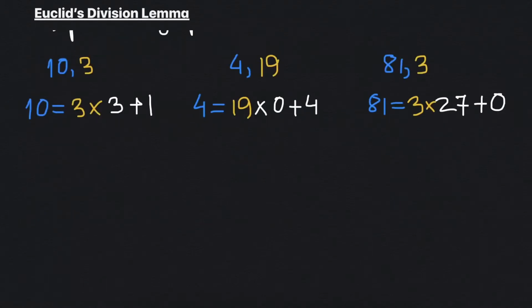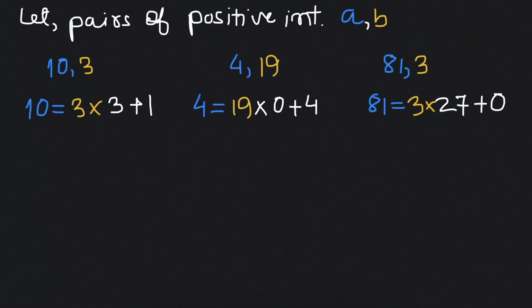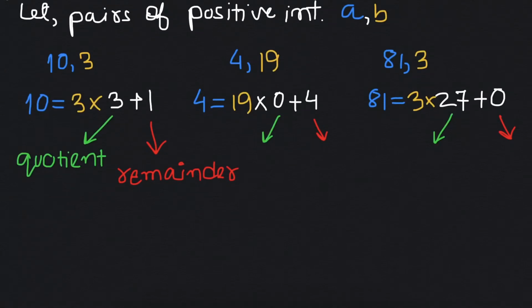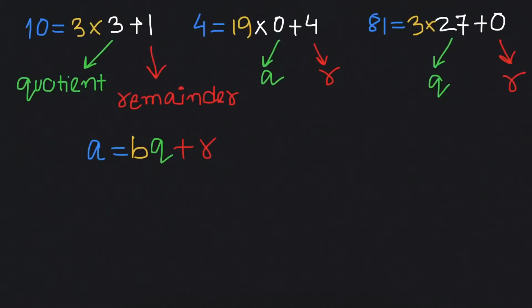Again, in this type of expression, we get two new terms. The multiplying factor is called the quotient and the remaining part is called the remainder. For the first expression, 3 is the quotient, 1 is the remainder. For the second, 0 is the quotient and 4 is the remainder. And in the last expression, 27 is the quotient and 0 is the remainder. Again, if we write these expressions in terms of a, b, q and r, we have a is equal to bq plus r, where r is always greater than or equal to 0 and always less than b.